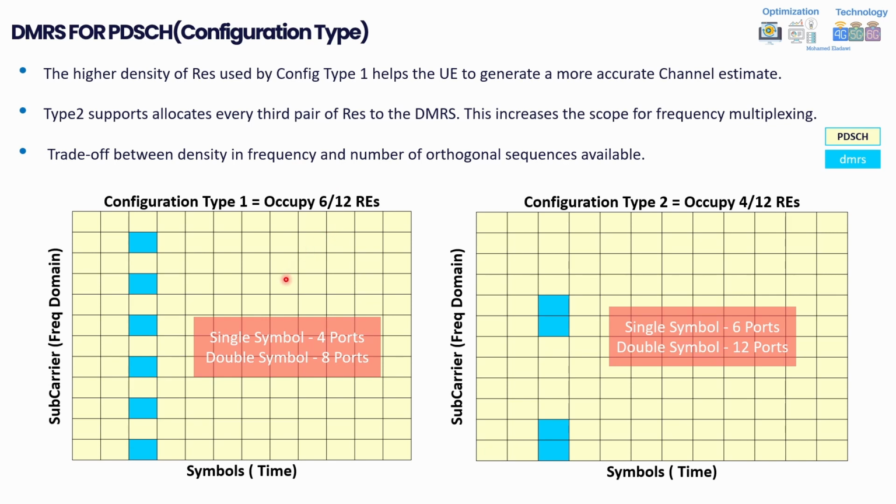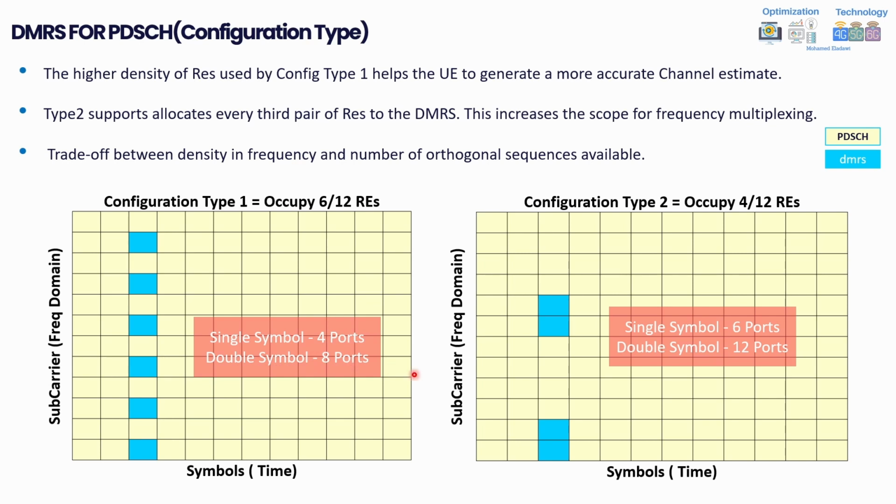Here again I give a quick comparison between configuration type 1 and configuration type 2. As mentioned before, configuration type 1 uses more dense resources. Every second RE within the symbol will be used for DMRS. That's why around 50% of the resource elements within this symbol for the PDSCH will be used for DMRS. And this is if you are speaking about one user, but it can even go up to 100% of the resources using different configurations or different ports and so on. This one uses a single symbol. If you are speaking about single symbols, we have around 4 ports, and if you are speaking about double symbols, around 8 ports.